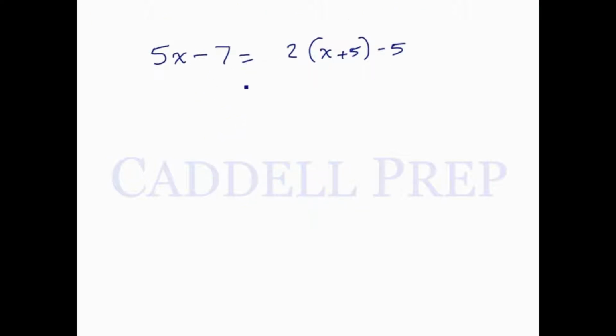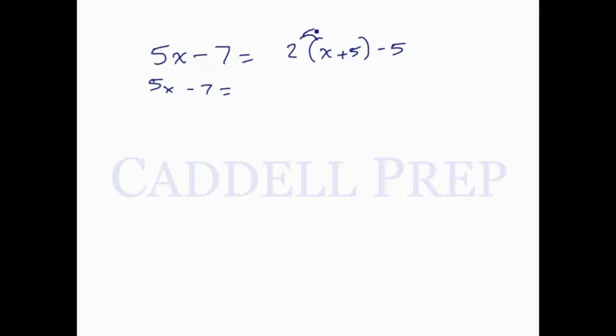Alright, let's look at a different example. 5x minus 7 equals 2 times x plus 5 minus 5. So what I said previously is that if we have a variable on both sides of the equation, we should try and get them both onto one side. But here there's really no easy way to combine them, so first we have to simplify this side, since this x is inside the parentheses.